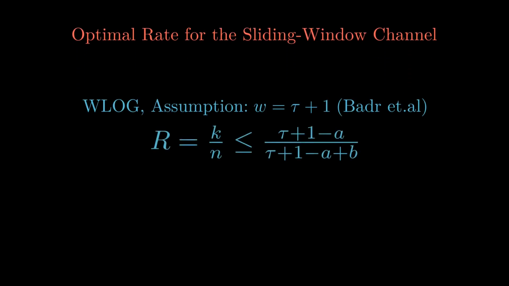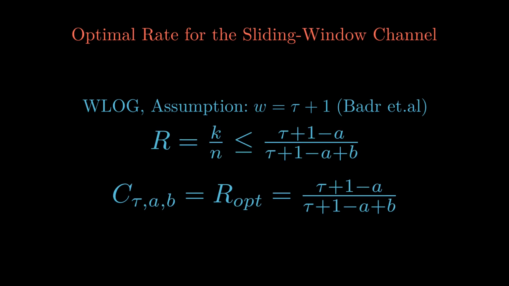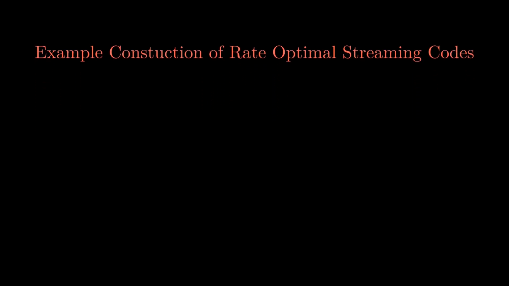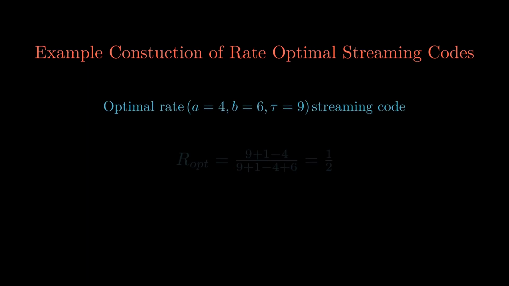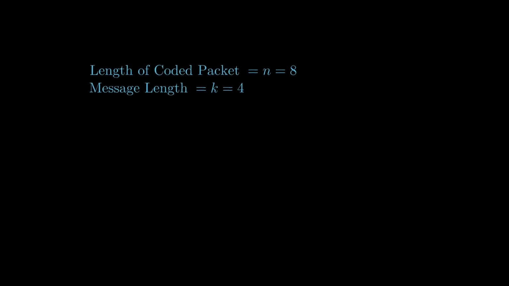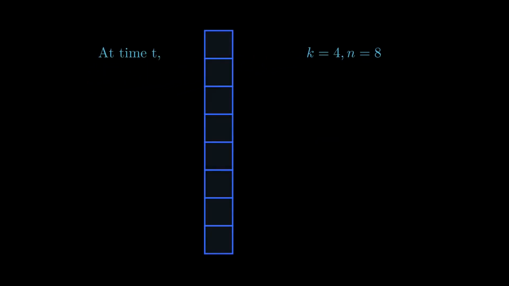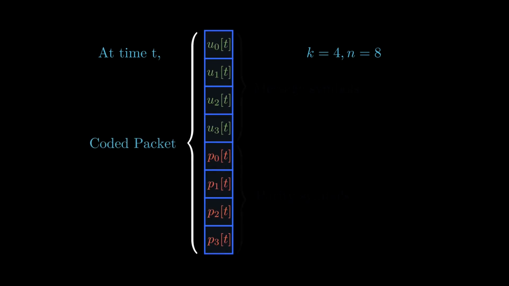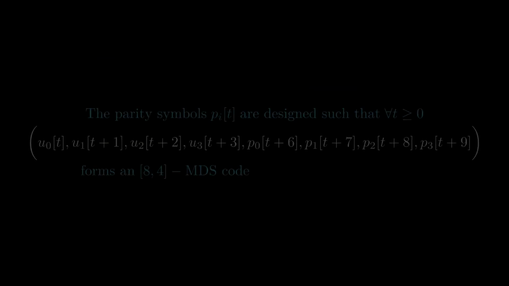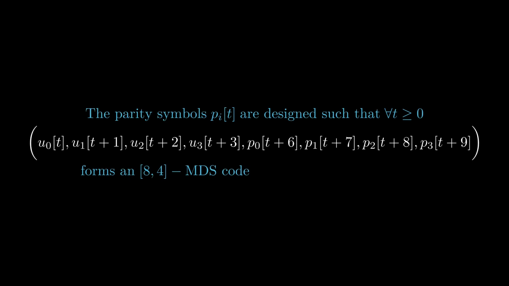The capacity C of a sliding window channel model is completely characterized in terms of the parameters A, B, and tau. Let's look at an optimal rate construction for the case when A equals 4, B equals 6, and tau equals 9 using simple streaming codes. Simple streaming codes are based on staggered diagonal embedding approach. Each coded packet is of length 8 and contains 4 message symbols. The remaining 4 symbols are parity symbols. The parity symbols are designed such that this collection of symbols forms an 8,4 MDS code.